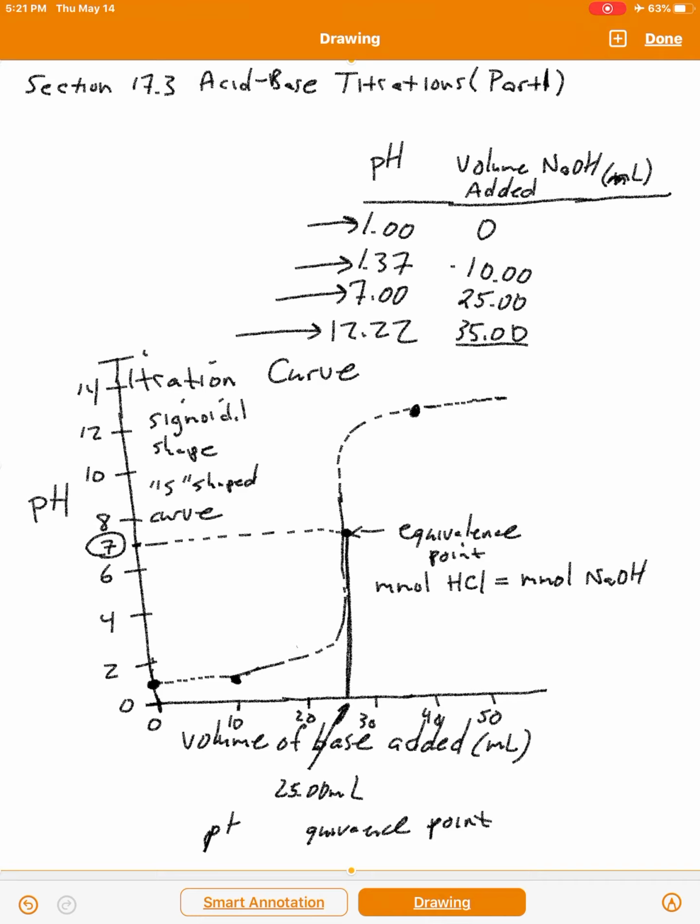Okay? So, gradual, very sharp increase followed by a leveling off, tending towards, if we added enough sodium hydroxide and diluted the solution, its concentration would eventually become 0.1. That would level off at pH 13. Okay? So acid-base titrations, there's your curve. This is part 1. In part 2, we'll look at a separate titration.